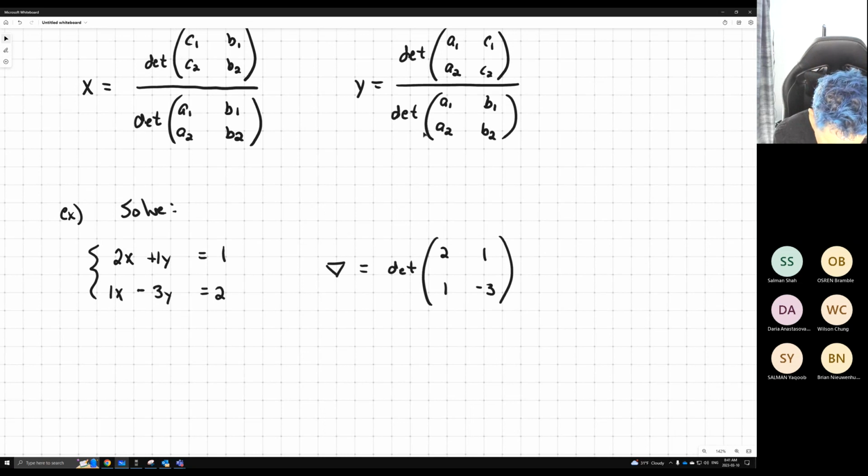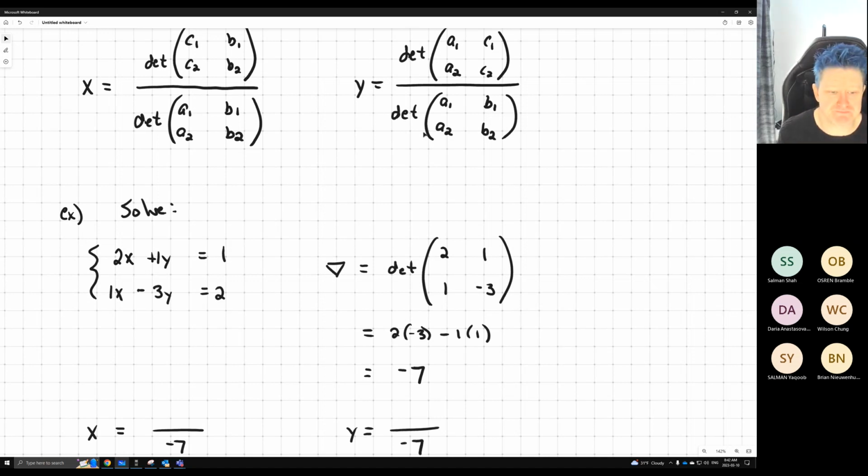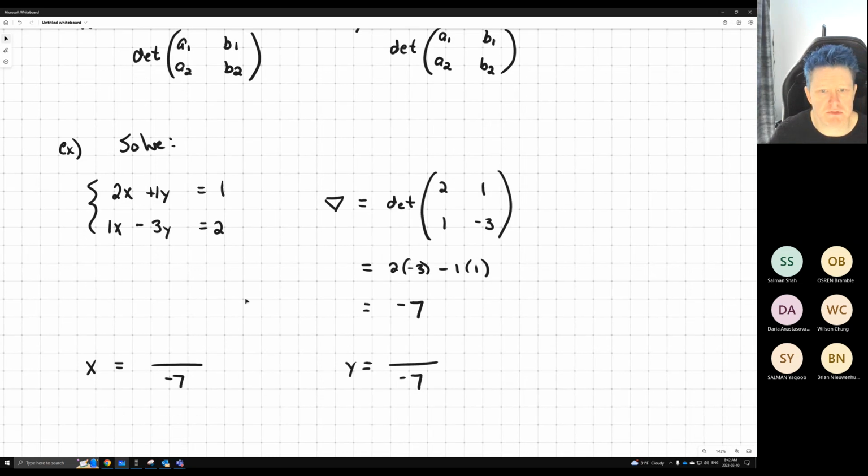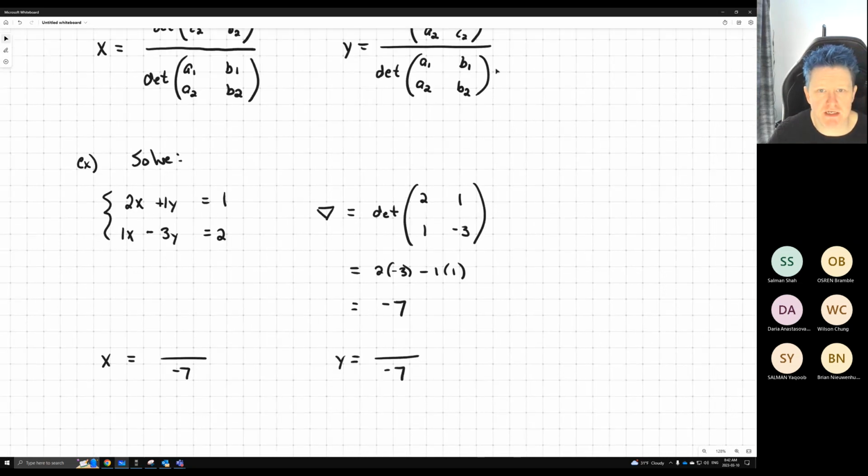All right, so what is that determinant? Well, that's a pretty easy determinant. 2 times negative 3 minus 1 times 1. So that's going to be negative 7, I believe. And that is my denominator. So I immediately now know my denominator for both my x and y is negative 7. So I've calculated, quote unquote, del.